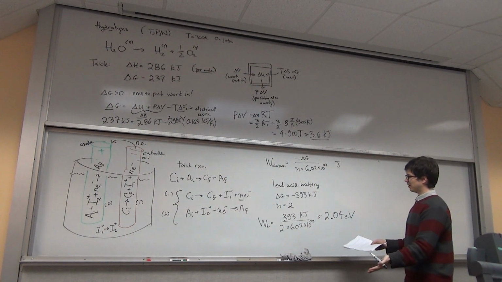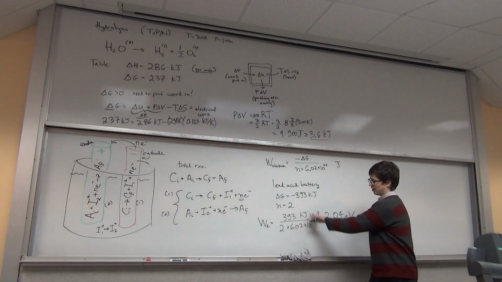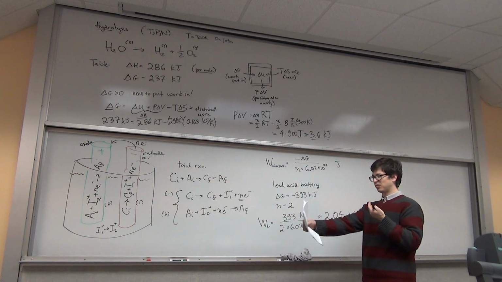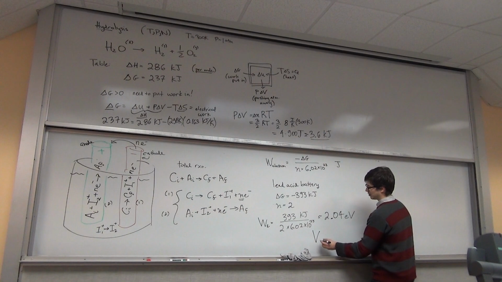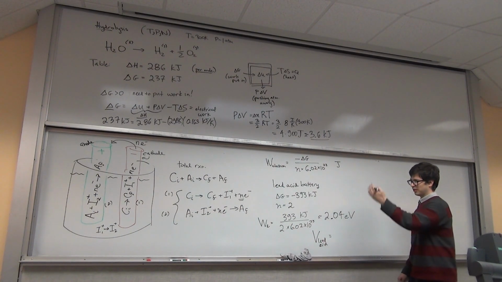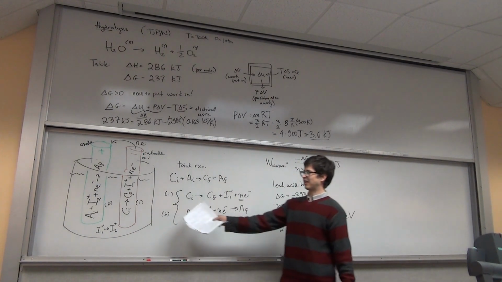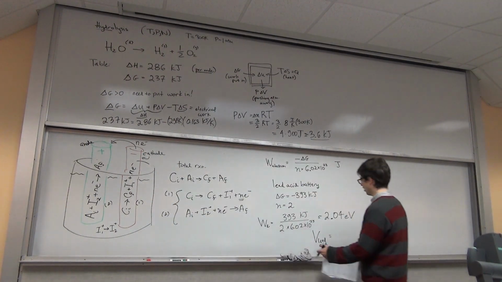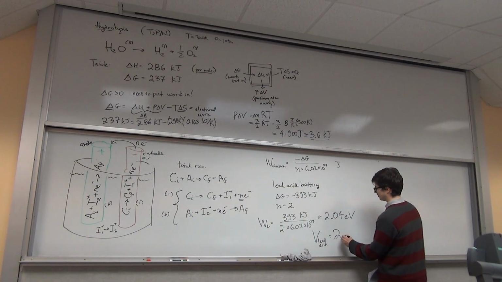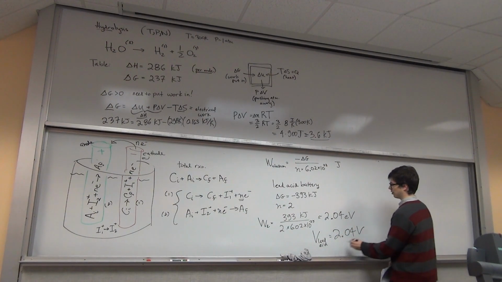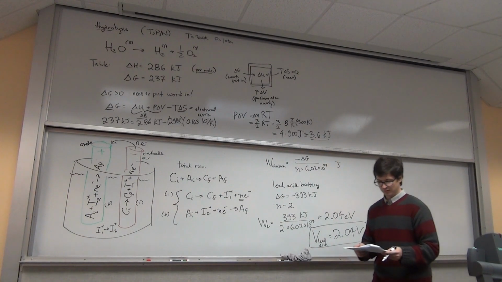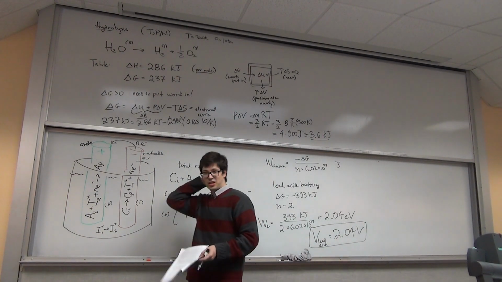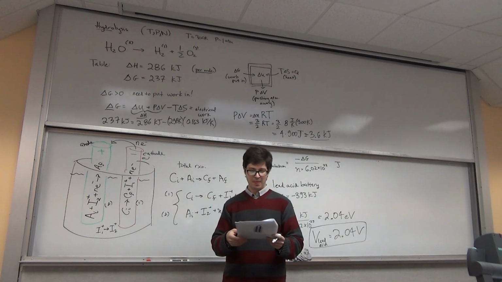So a lead acid battery does this amount of work per electron, and that corresponds to a voltage of what? 2.04. So the voltage of a lead acid battery, one of those cells, batteries have many of these cells typically, but one of those cells has a potential of 2.04 volts. Pretty good. So that's how you would calculate the voltage of a battery.